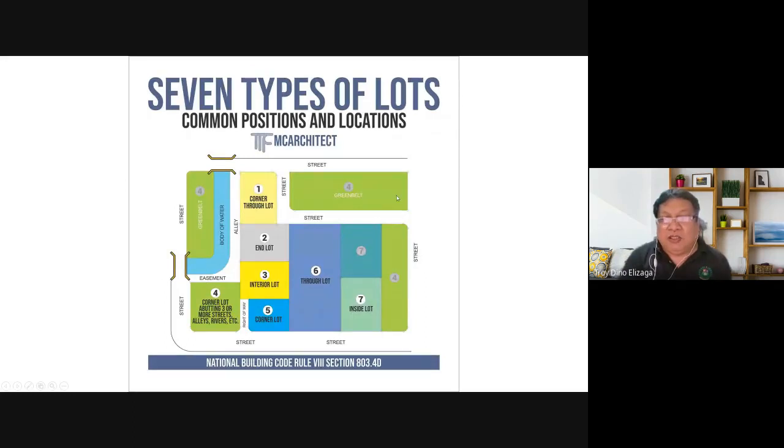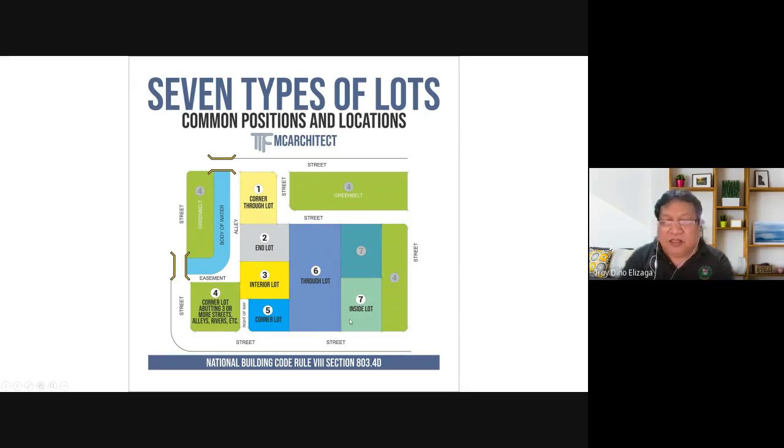Now, I mentioned the different types of lots earlier. So you have the corner lot. This is a corner through lot. This is unusual. It's very rare also because normally you put another lot beside another, so you don't do it this way, no? So it's seldom. This is a very rare configuration. And end lot, if it's at the end, of course. And then through lot, if there's a street on both the front and the rear.